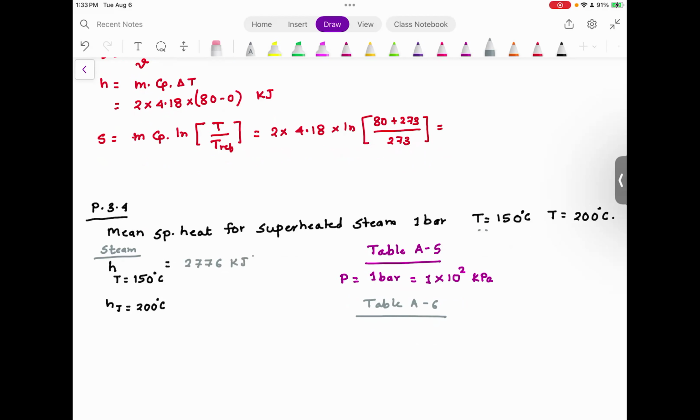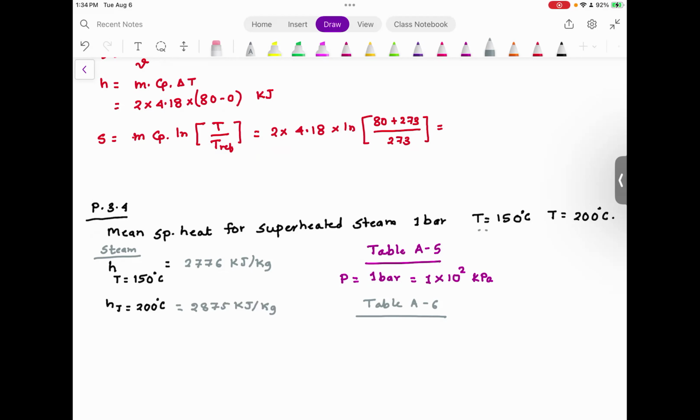2776 kilojoules per kg. And tell me what is the enthalpy when the temperature is 200 degrees C. 2875 kilojoules per kg. Do you agree with me?